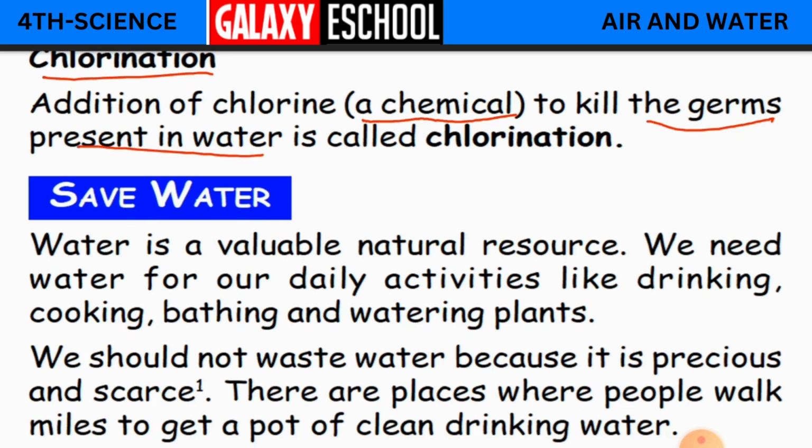In water we said that germs also exist. So to kill the germs, we add this chemical which is known as chlorine. And this is known as chlorination: adding chlorine to kill the germs which are present in the water. So where are we going to add this? We are going to add this to the water. That is known as chlorination. Clear children?